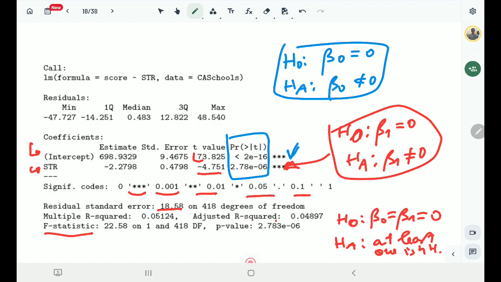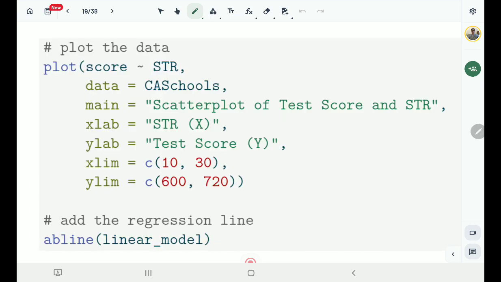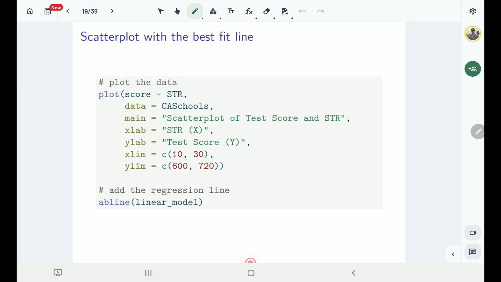As you can see, let's forget about the F statistic for now, but we can see that the p-value is very low. It's extremely close to 0, and therefore the null hypothesis that both parameters are equal to 0 simultaneously is rejected at even the 0.1% significance level. Anyway, let's move on. What we see here is a scatter plot with the best fit line.